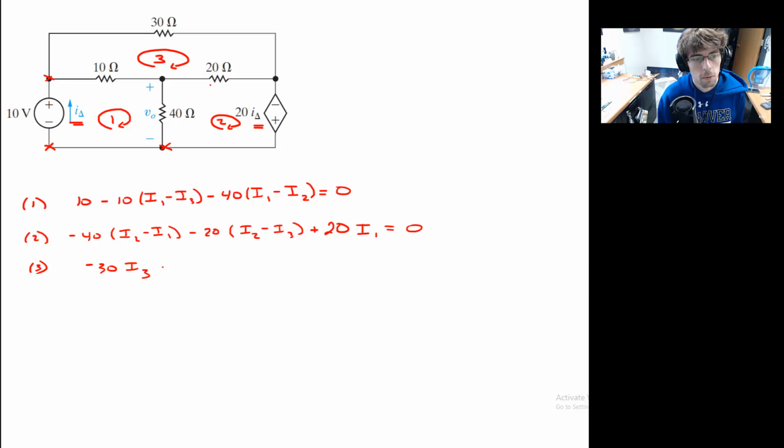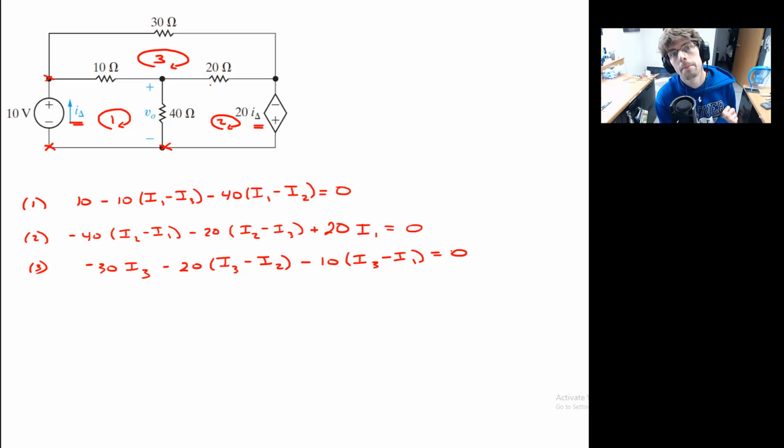Keep walking. I have the drop across the 20 ohm resistor, I3 minus I2. And I have my drop across my 10 ohm resistor, I3 minus I1. And that gets me back to 0. Right? And we run. All of the physics is done.